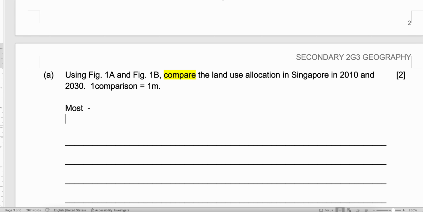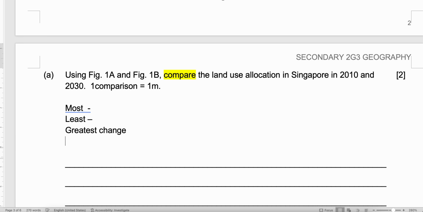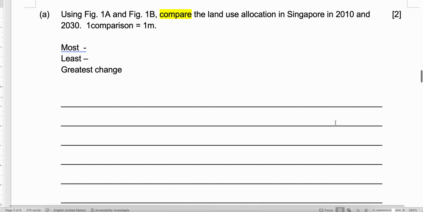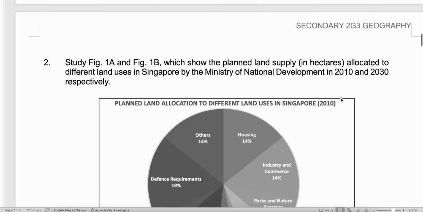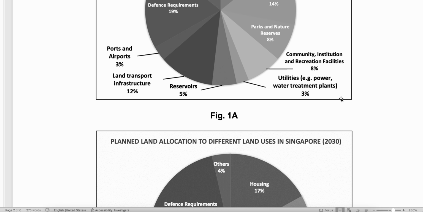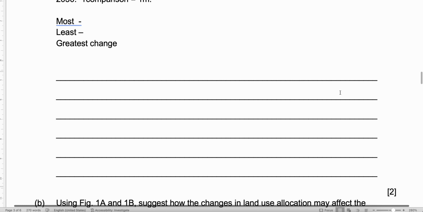Likewise, you can talk about the most, the least, the greatest change. Instead of looking at individual slices, these are possible helping ideas to get you started looking for similarities and differences. In more advanced levels, I expect you to group them, for example which one is infrastructure. But the first time you're seeing a pie chart, we don't demand you to group, so you can just look at the slices. Now let's move on to the next question.